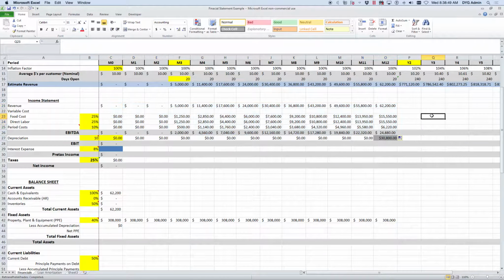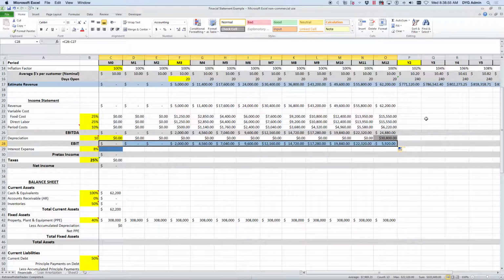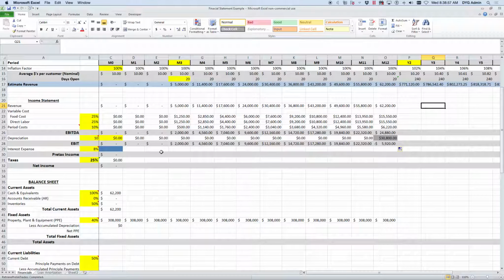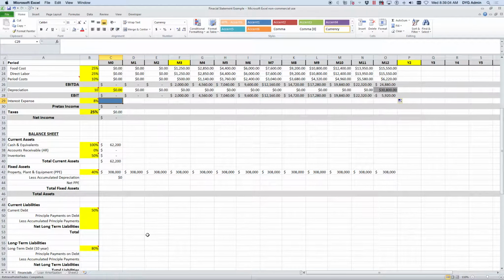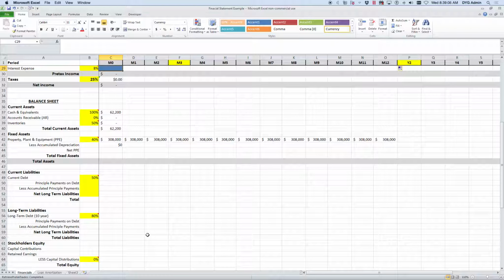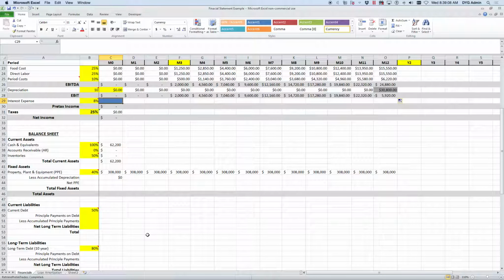Out to 12 months. There you go. So we've got the depreciation. And since we got the depreciation, we can now do the EBIT. So now we need the interest expense. We have to fill out the liabilities first before we can get that, so we're going to wait on that one just a second.